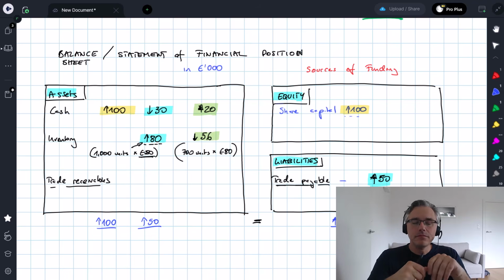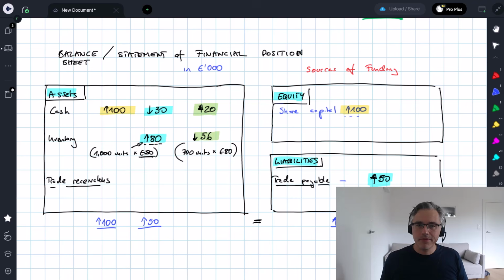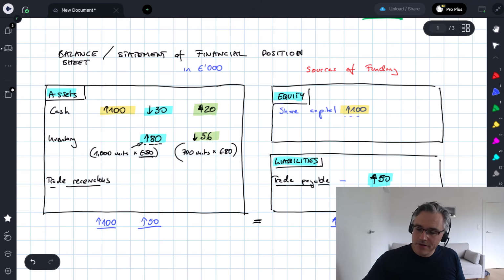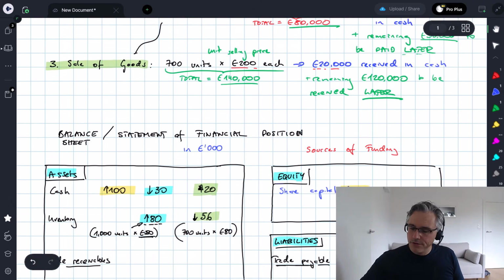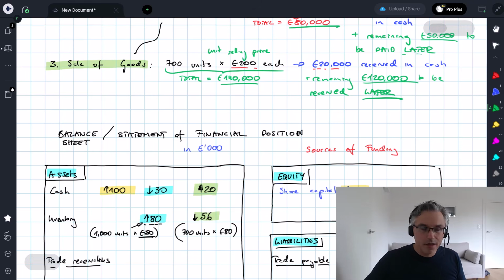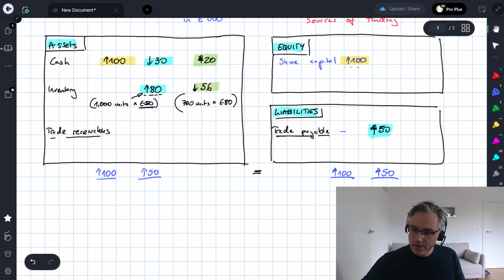Somebody's promise to pay us money is a valuable thing. If you've got customers who will pay you in the future, as long as you trust that they will pay you in the future, that's brilliant because you're expecting something positive to happen. How much are those customers going to pay us in the future? Well, I wrote over here the remaining 120,000 to be received at a later date. So let's reflect that over here. 120,000, the trade receivable, the expectation of future payment by customers.